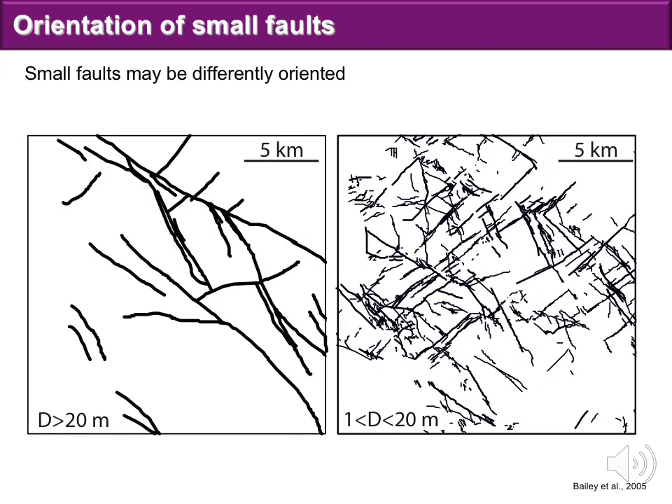Here's an example from a coal field where the faults have been mapped in great detail, and the map to the left shows large faults, displacements larger than 20 meters, and the map to the right shows the smaller scale faults, and we can see the differences in orientations. The small scale faults, for example, have a lot of northeast, southwest trending faults that don't show up so much in the large scale fault picture. So again, there can be a difference between the orientations of large and small faults that we need to take into consideration.